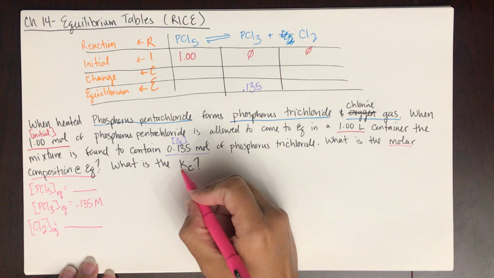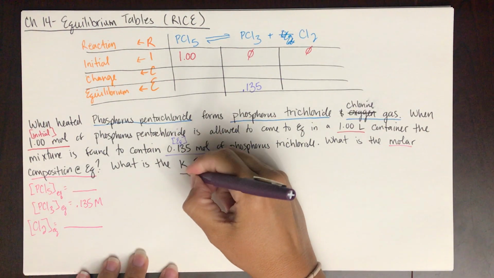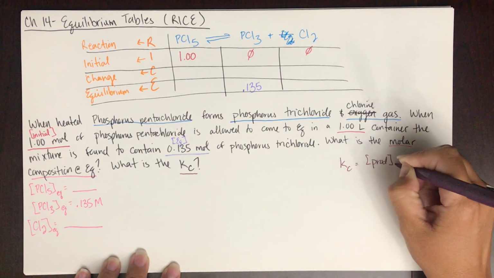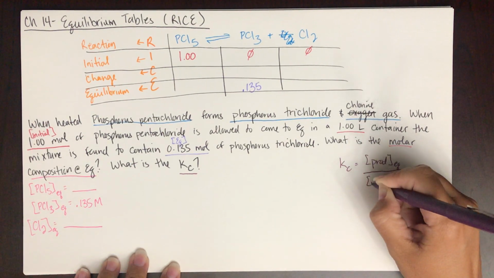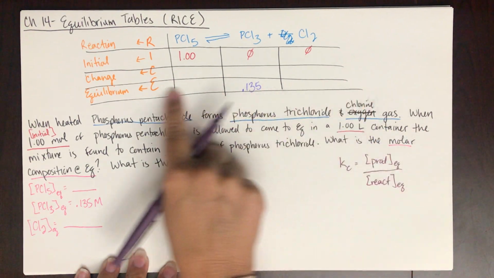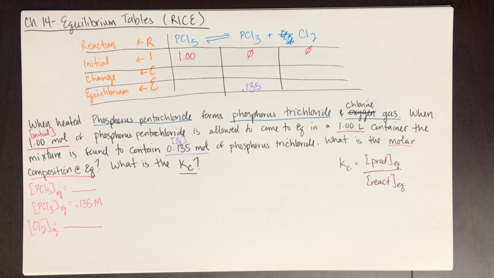And then what is the Kc? Because remember, the Kc is the concentration of the products at equilibrium over the concentration of the reactants at equilibrium. So we can use this bottom line right here to solve for the Kc once we've used this table to determine what the equilibrium concentrations are. So the way we do this is, this table works because we're seeing what the change is.